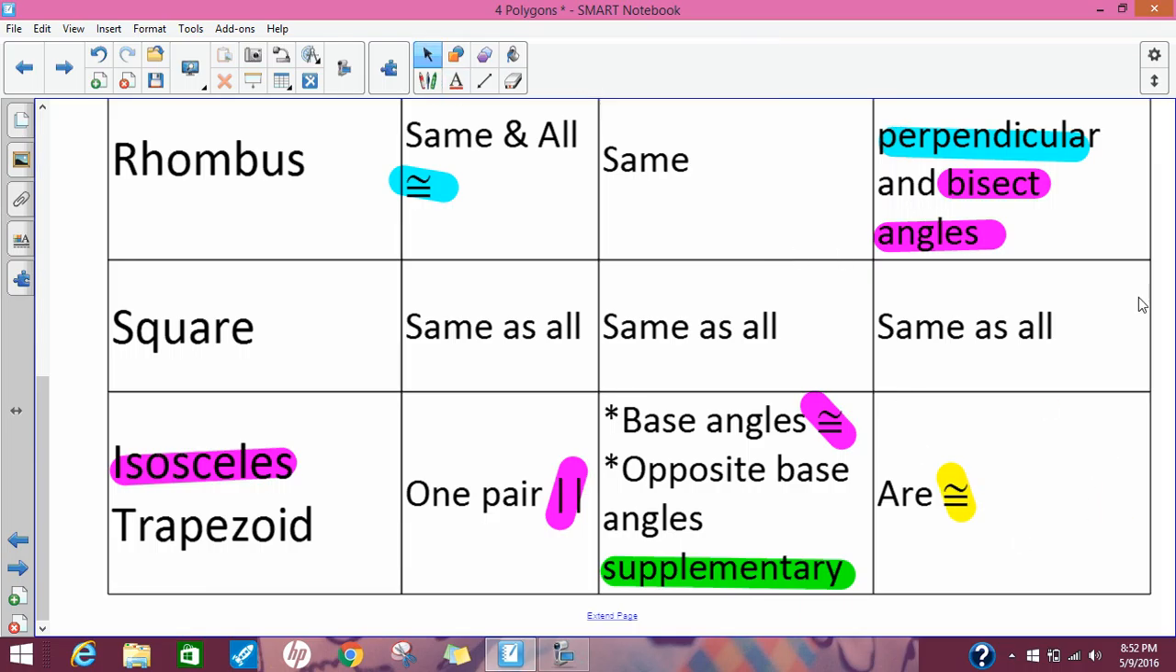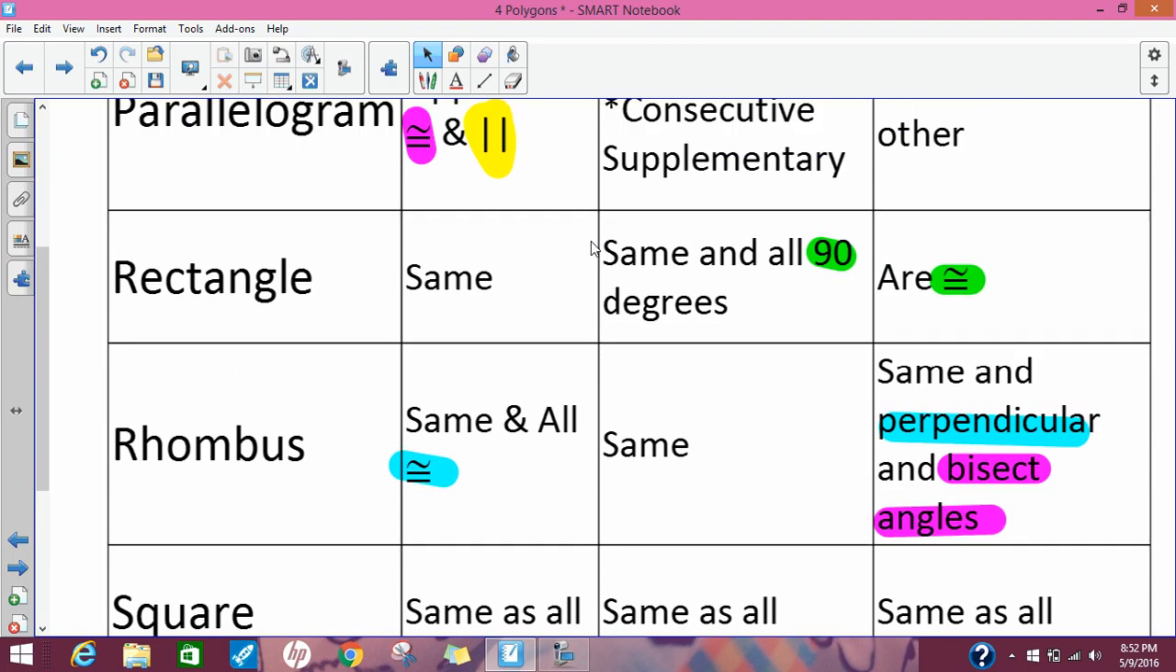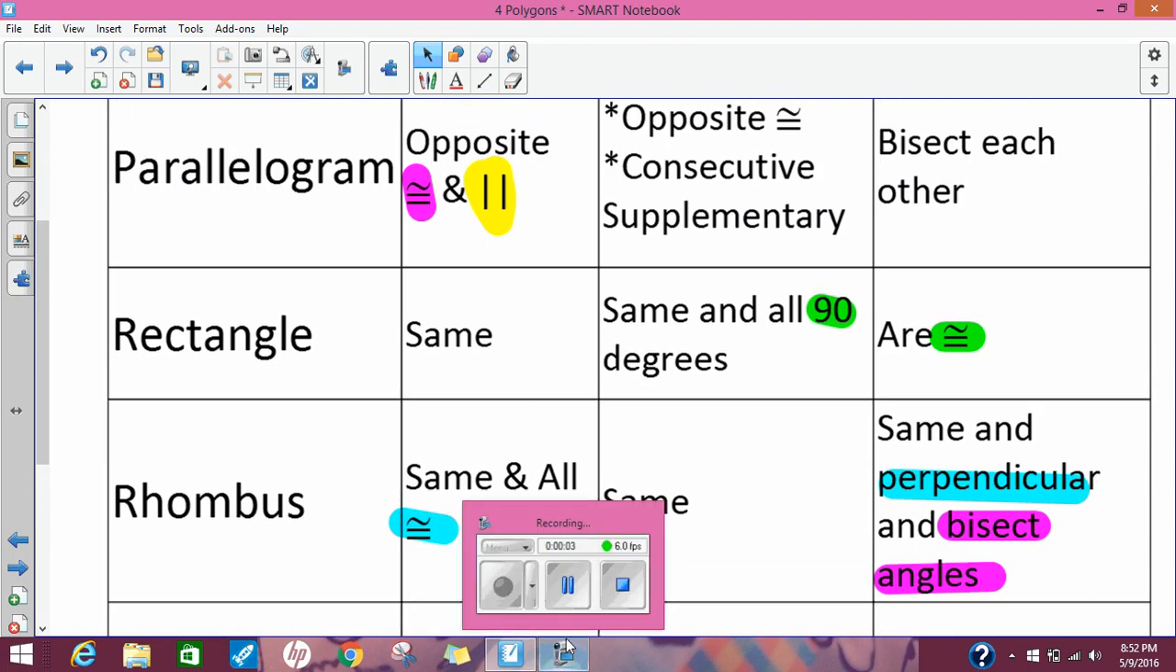So all these properties are helpful, usually in our case, in solving some sort of equation to find the length of a side, the measure of an angle, or the length of a diagonal. So it's good to have all these properties, and we can put them to good use when we practice together in class. And that's it.